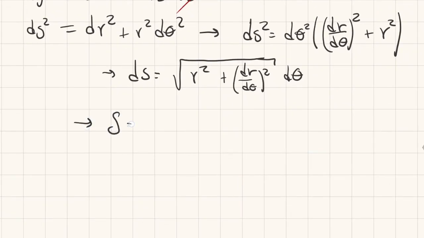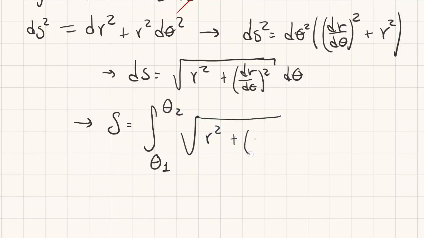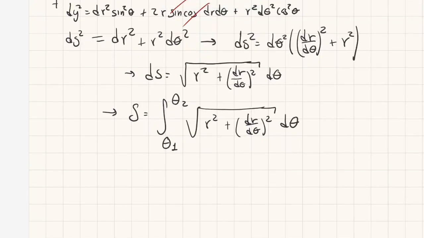So that is s equals the integral from an initial angle theta 1 to a final angle theta 2 of the square root of r squared plus the derivative of r with respect to theta squared, times d theta. Perfect. So I think that with this we have already a first result that is important. So this will be equal to the length of the function in polar coordinates in the polar plane, right? Okay.